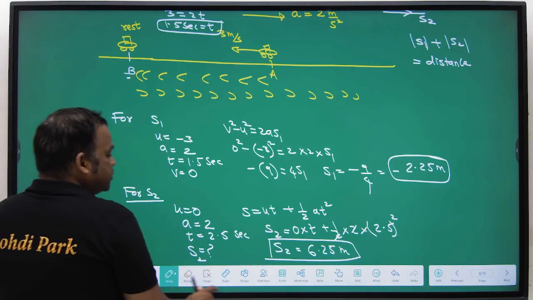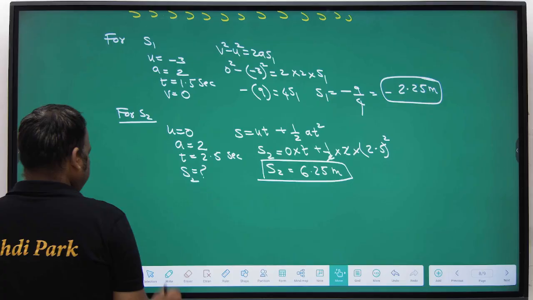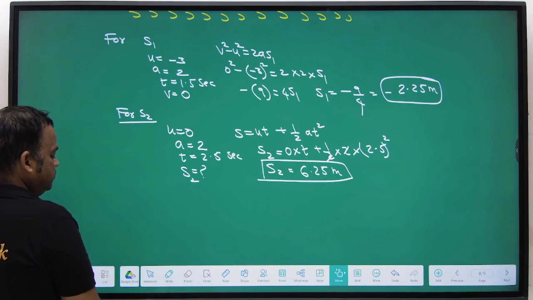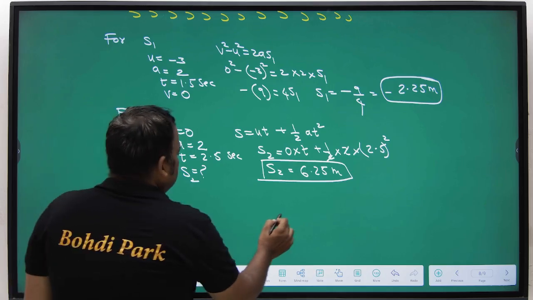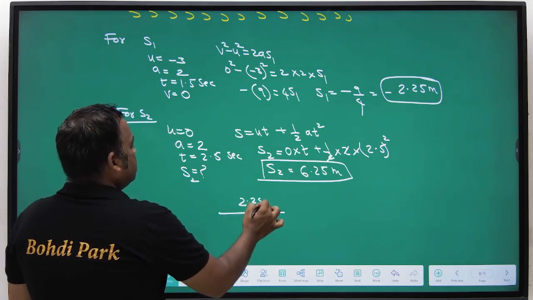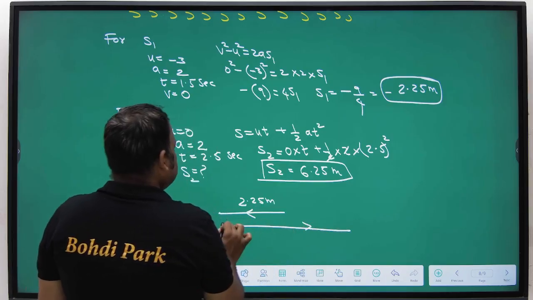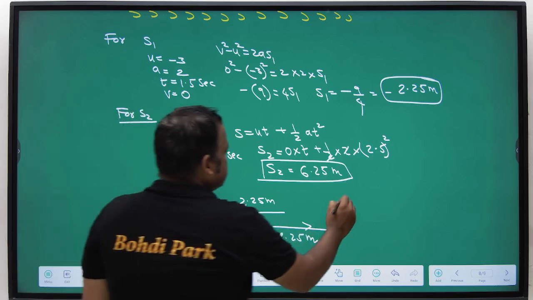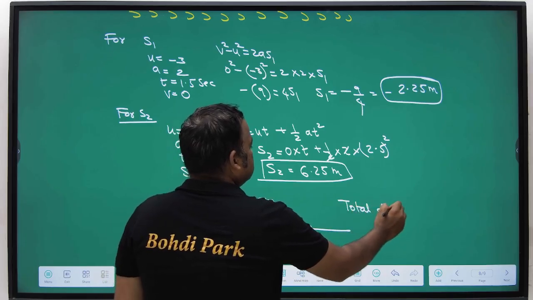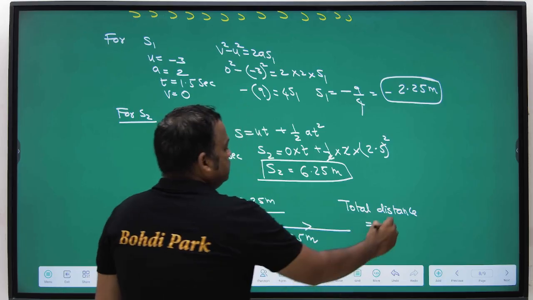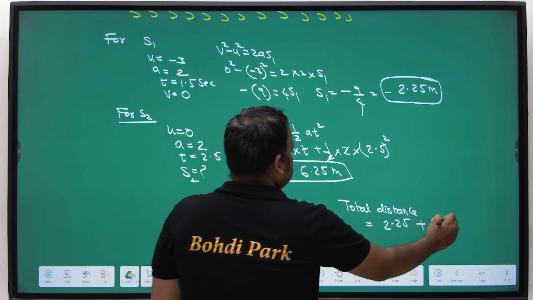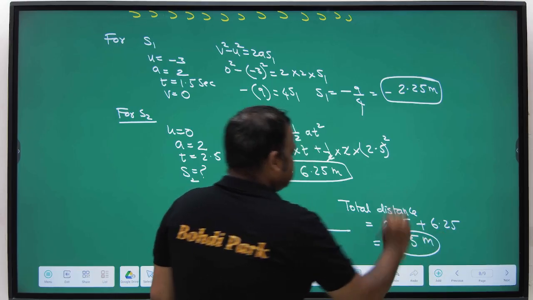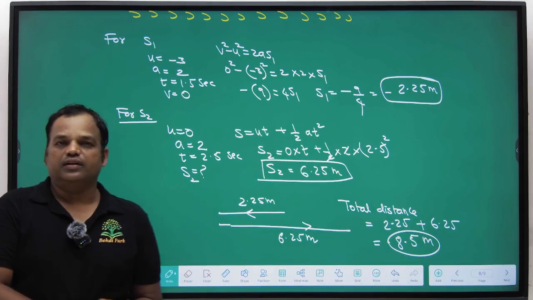So that shows leftward displacement is 2.25 meter and rightward displacement is 6.25 meter. So total distance is 2.25 plus 6.25. So this will become 8.5 meter. Total distance is 8.5 meter.